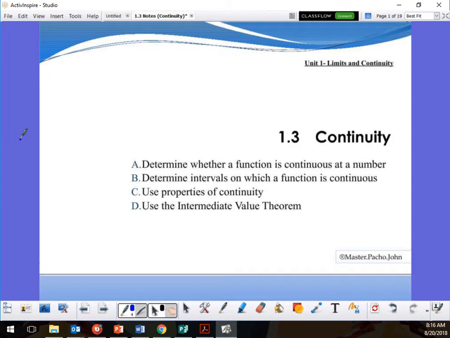1.3 Continuity, AP Calculus 1, right? Not 2, 1. All right. So determine whether a function is continuous at a number. Determine an interval in which a function is continuous. Use properties of continuity and the Intermediate Value Theorem.